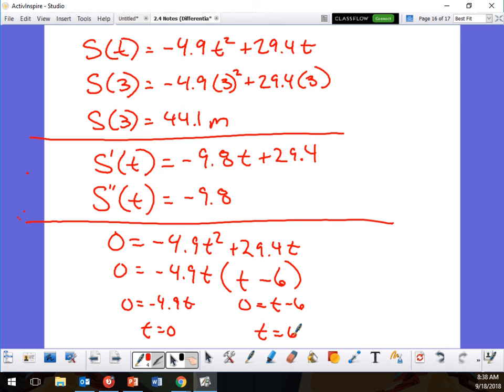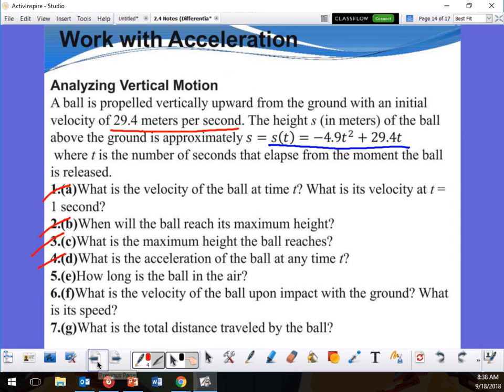So this equation is telling me that the ball is on the ground 2 times. Does that make sense? At t equals 0, when I start it, it's on the ground. And then when it lands, it's also on the ground. That makes sense, right? So I have twice where it's going to equal 0. 6 seconds for this one right here.